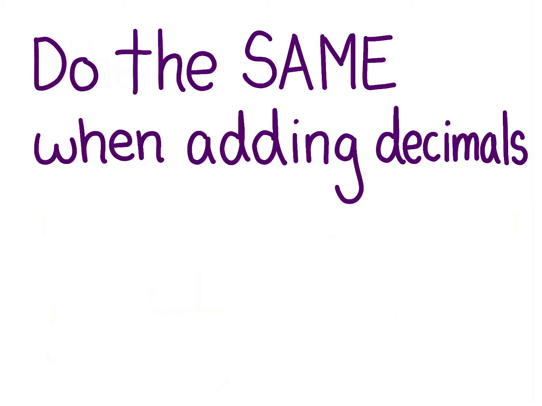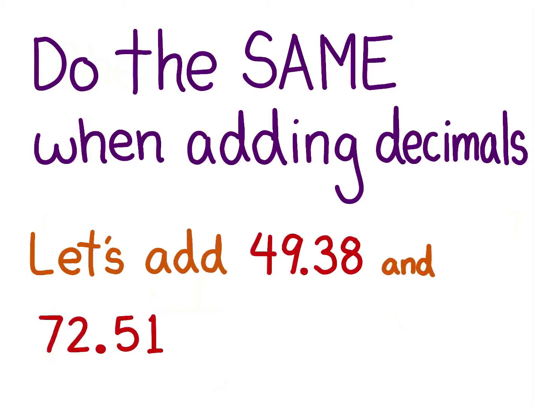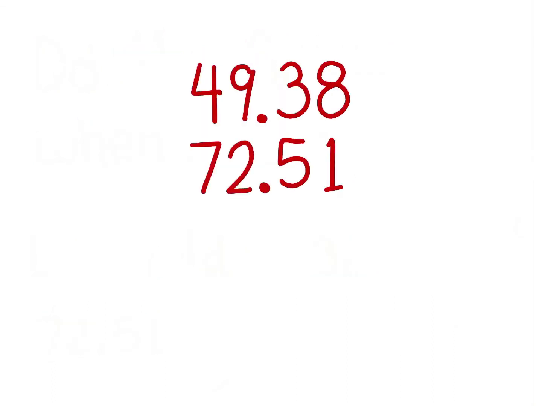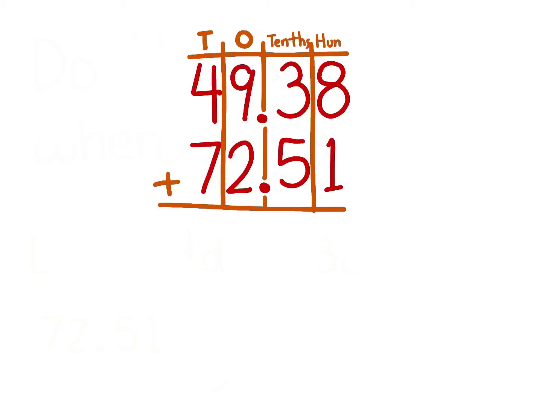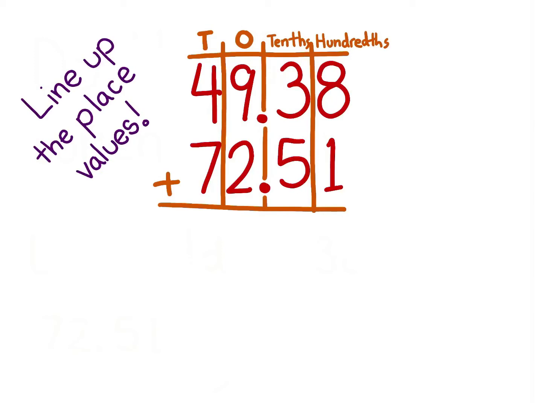We do the same thing when adding decimal numbers. You need to line them up by their place values. Let's add 49 and 38 hundredths and 72 and 51 hundredths. Start by lining the numbers up by place value with our intention of adding them. So, line up our tens, our ones, our tenths, and our hundredths. We know which place value is which because of the decimal point.